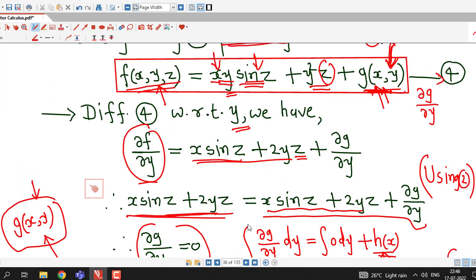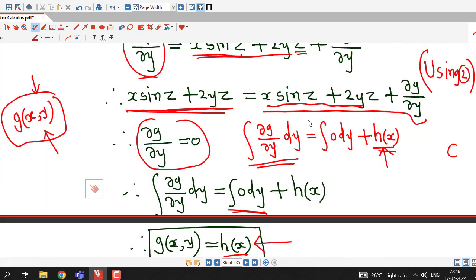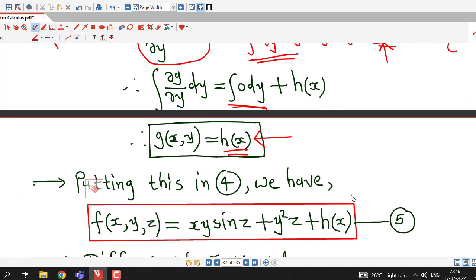Now we again substitute the value of g of x, y in equation number 4. So now our function f will be xy sin z plus y square z plus h of x. That we have written here. Still we don't have complete information about this scalar function, because we don't know what this function h of x is. h of x is an arbitrary function of x, so we have to decide this h of x also. After that we will have complete information about the potential function.